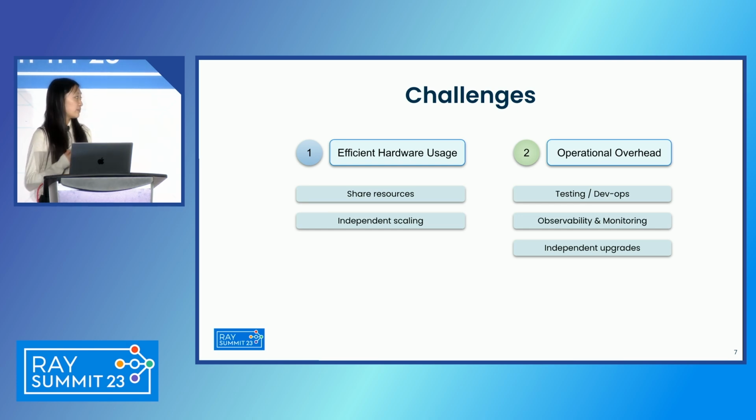It's also important to be able to scale the models in your application independently of each other, especially if different models have different latencies or different traffic patterns.